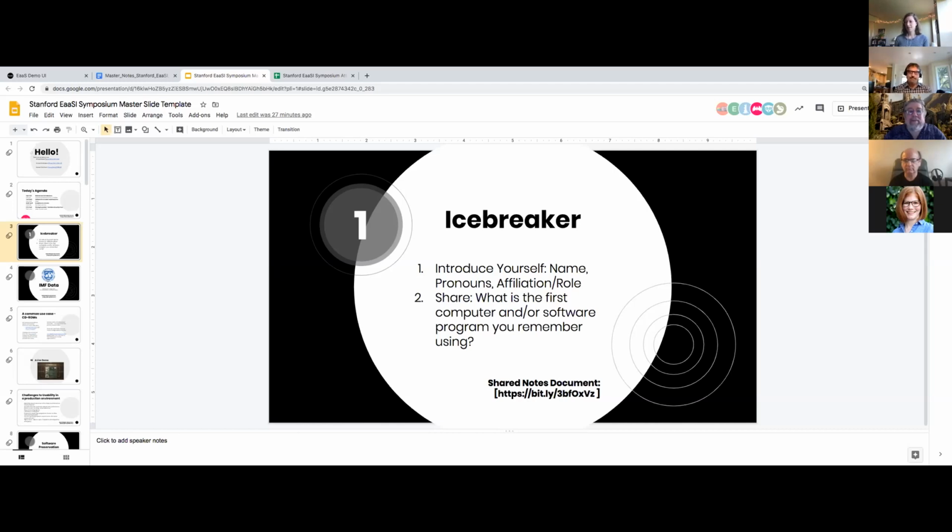Hi, my name is Christina Fiddler. I'm the digital archivist at the Bancroft Library at UC Berkeley. I use she, her, hers pronouns. And I think the first program I can remember has to be Oregon Trail, if not Carmen Sandiego. I was very addicted to the original Carmen Sandiego and know all the countries' flags as a result. Really fun.